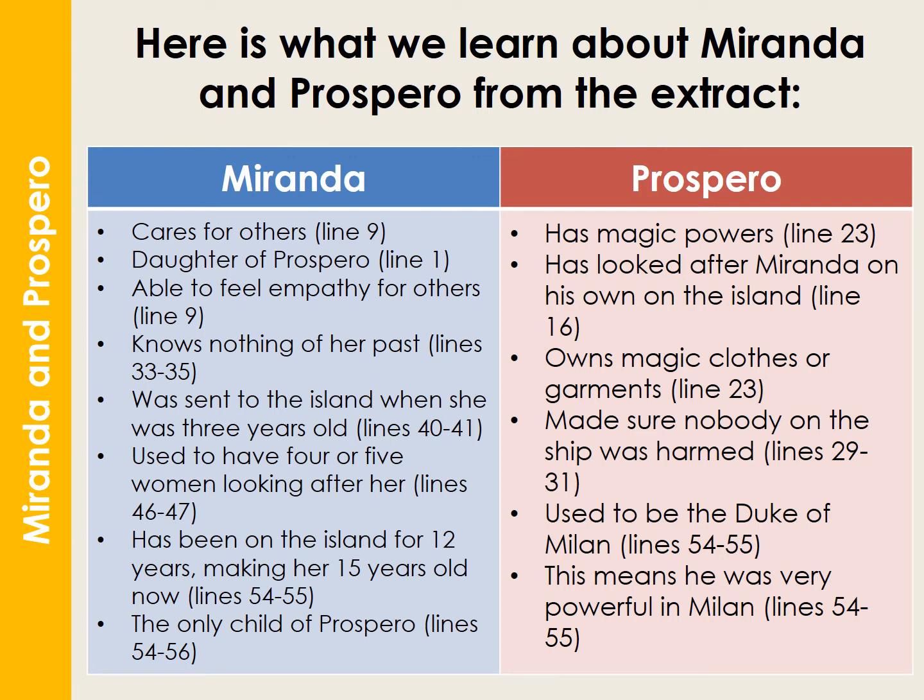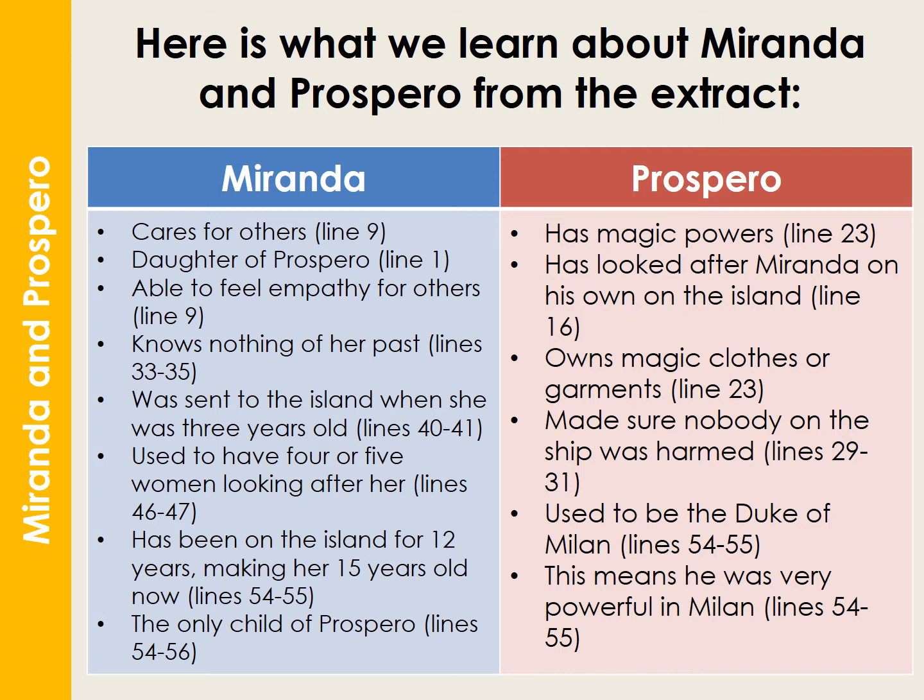Right then, answers, very quickly. Miranda: we learn that she cares for others. She's the daughter of Prospero. She's able to feel empathy for others. Think about the difference between sympathy and empathy. Sympathy is when you feel sorry for someone. Empathy is when you understand the feeling, the experience someone is going through. Miranda is able to empathise with the men on the ship. She's able to really feel for them. She feels pain on their behalf.